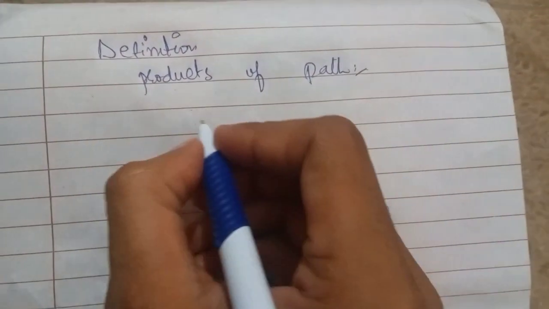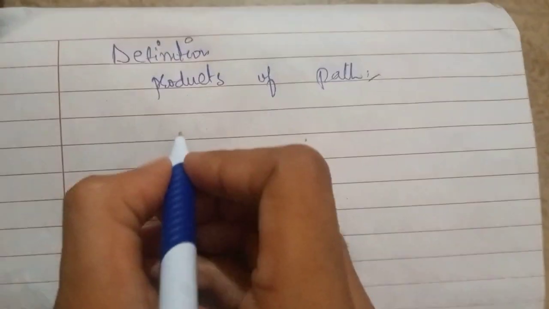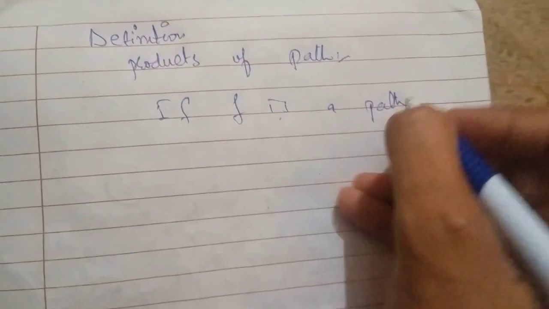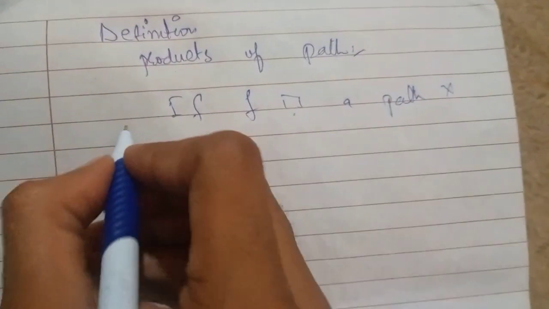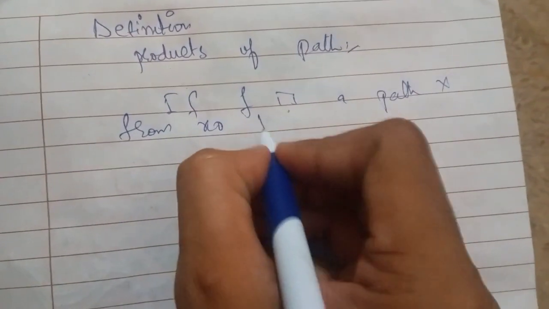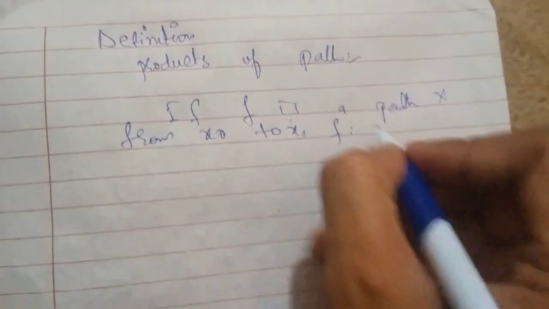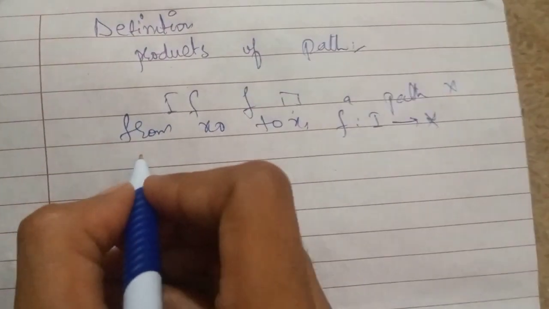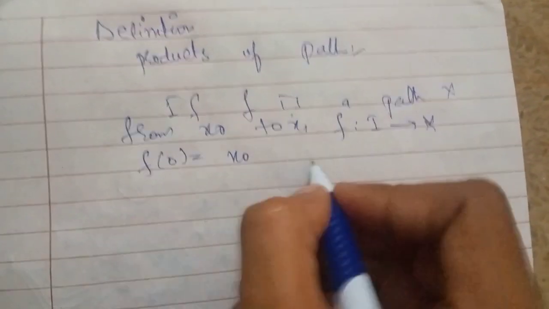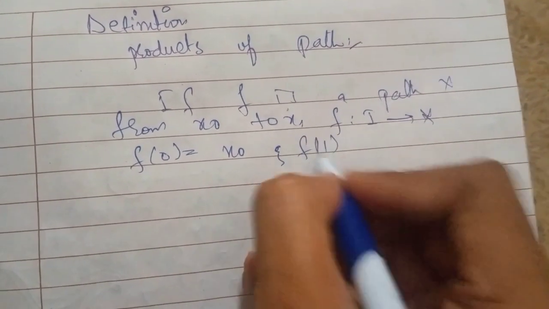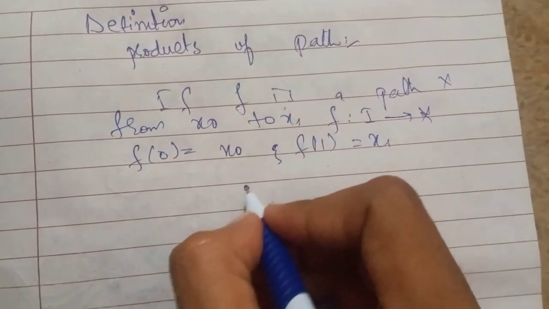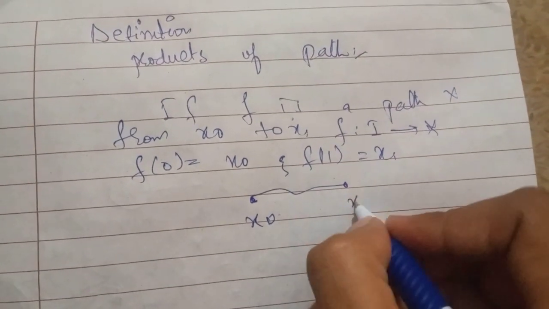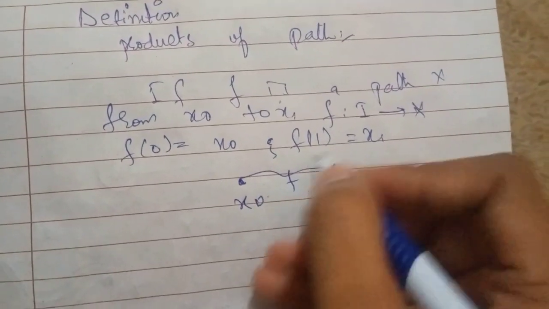So let's first see the definition of product of paths. If f is a path in a topological space X from x0 to x1, it means f is a continuous function or continuous map from I to X such that f of 0 is equal to x0 and f of 1 is equal to x1. This is the path f, starting from x0 to x1.